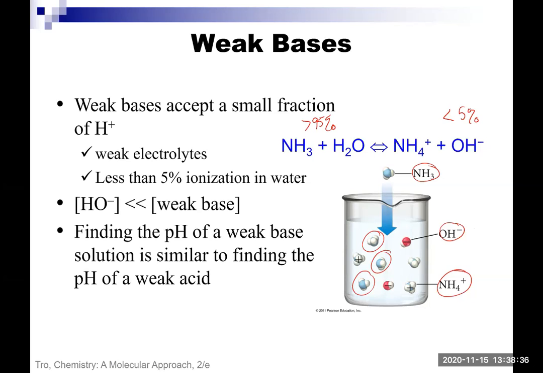Ammonia is a weak base, and as you saw last week in the electrolyte demo, it's also a weak electrolyte. And that's if we have ammonia in water, because ammonia in water will release a small amount, less than 5%, of ions.